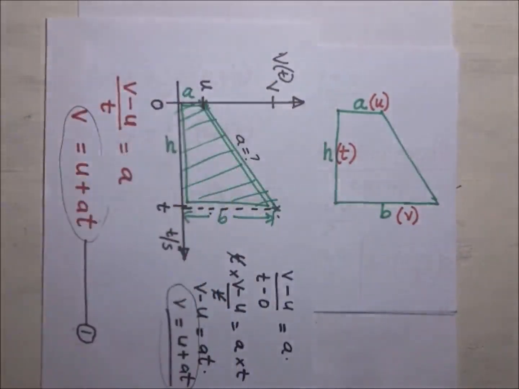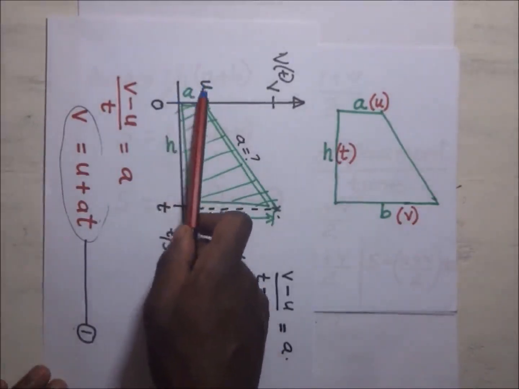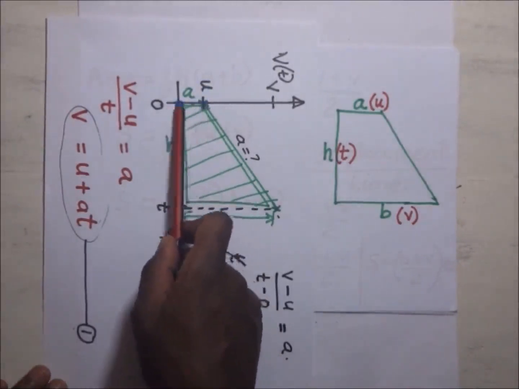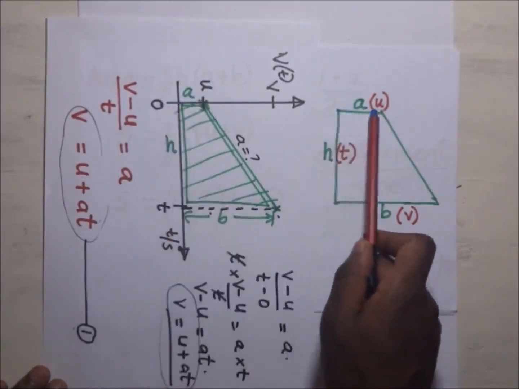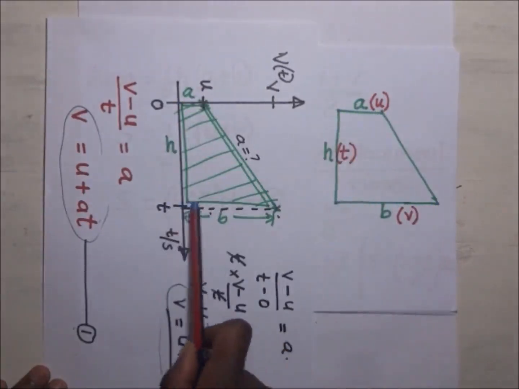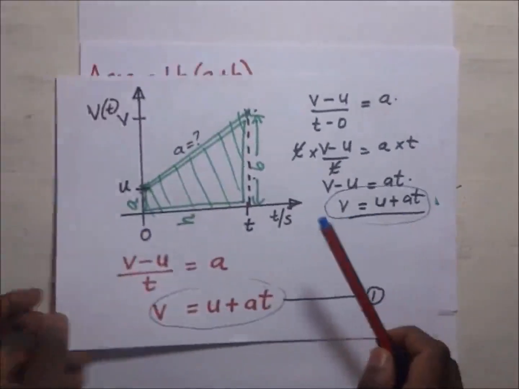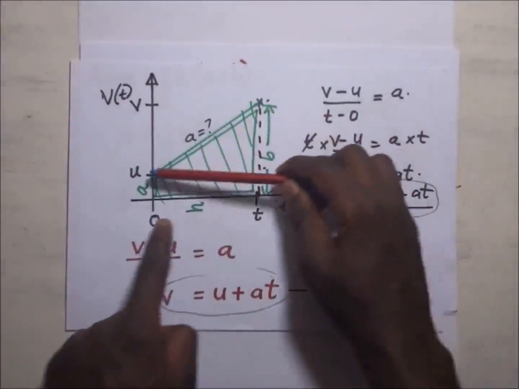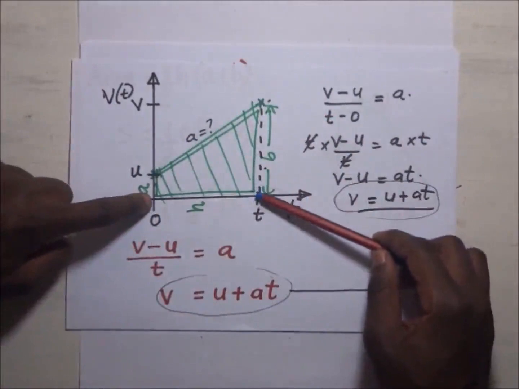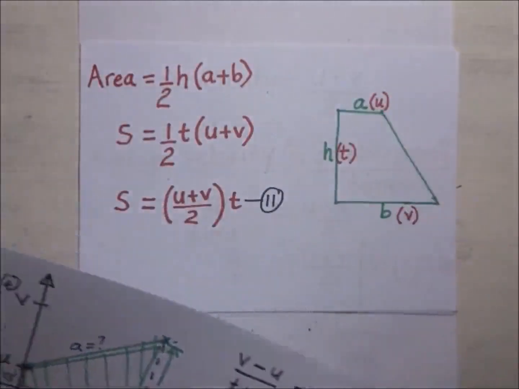Then here it coincides with u, because from here to there the length is u, the initial velocity, so our value of a corresponds to u, and our value of b corresponds to v, the final velocity. This is v, this is u, and this is our value of t. I have extrapolated this and put it there like that.